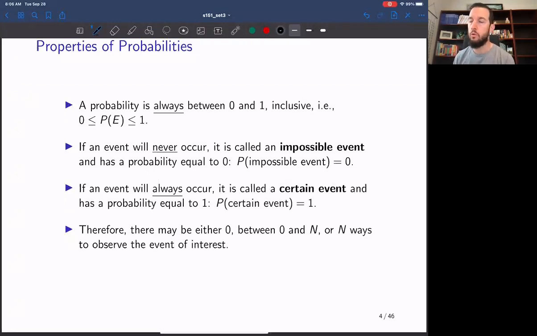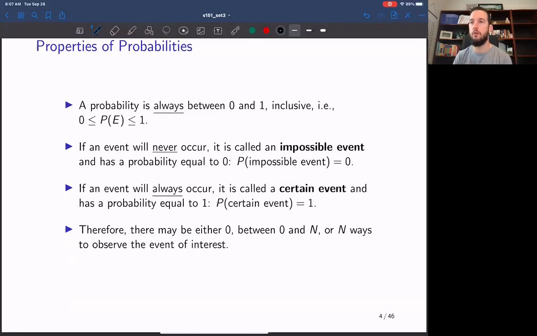So anytime we are trying to compute a probability, if we're not working on the percentage scale, our answer should always be between 0 and 1, and it can include 0 or 1. If the probability is equal to 0, we say that is the impossible event. This is an event that would never occur. If the probability is equal to 1, we say it's a certain event. This is an event that will always occur.